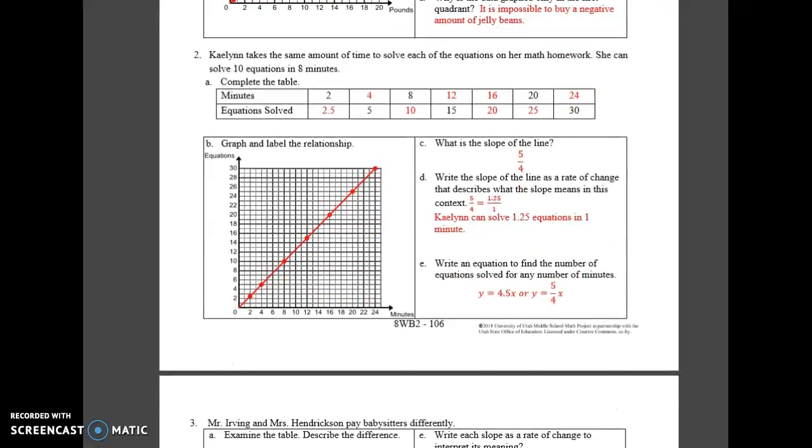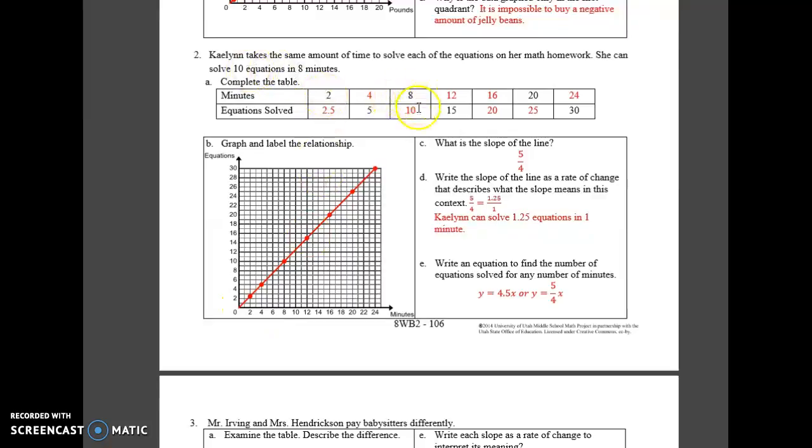Kaylin takes the same amount of time to solve each of the equations on her math homework. She can solve 10 equations in 8 minutes. There's no other extra things here, so this is also going to be proportional, which means it's 0, 0. 0 minutes, 0 equations solved, and you can see that on the graph down here.